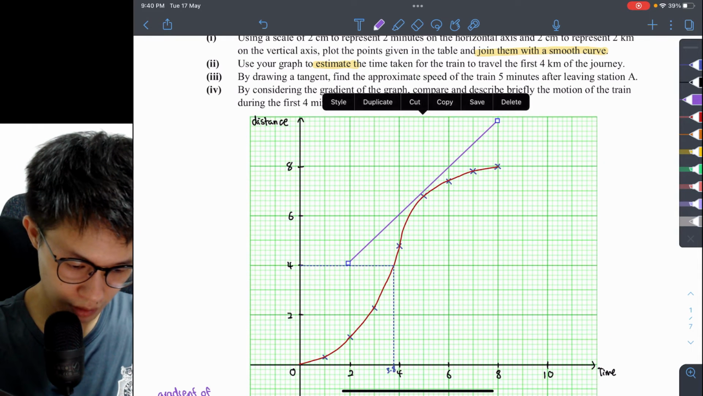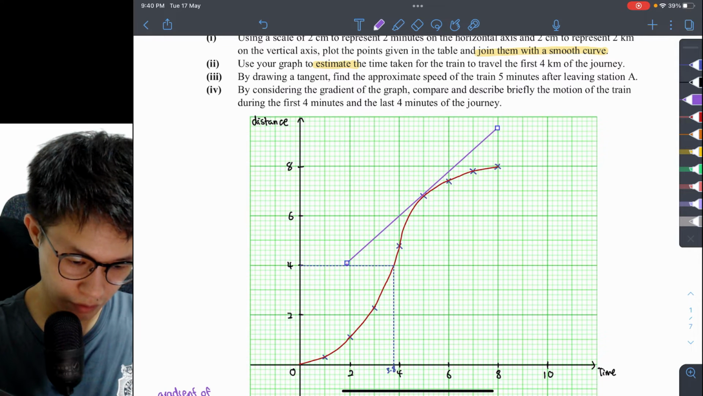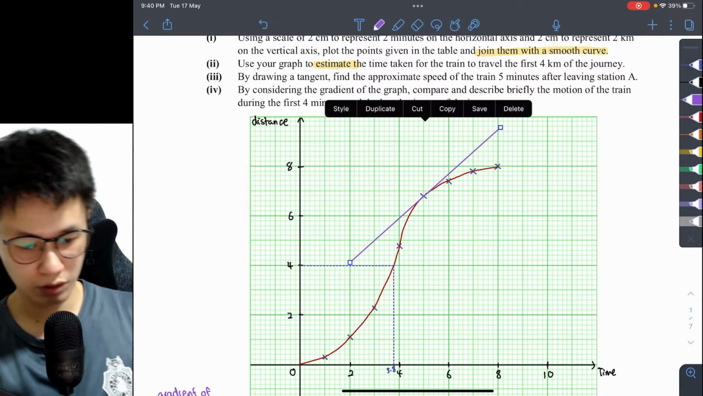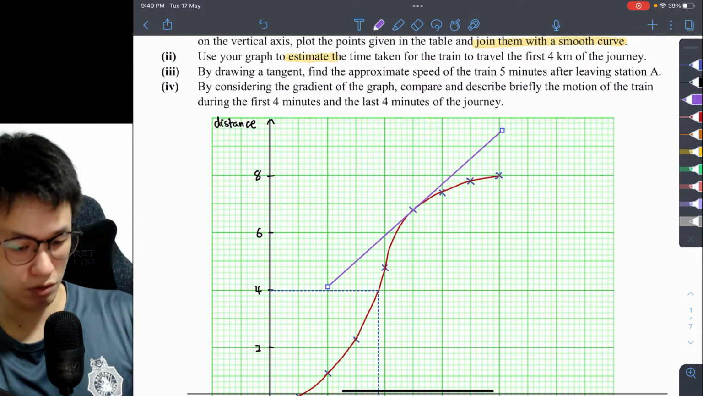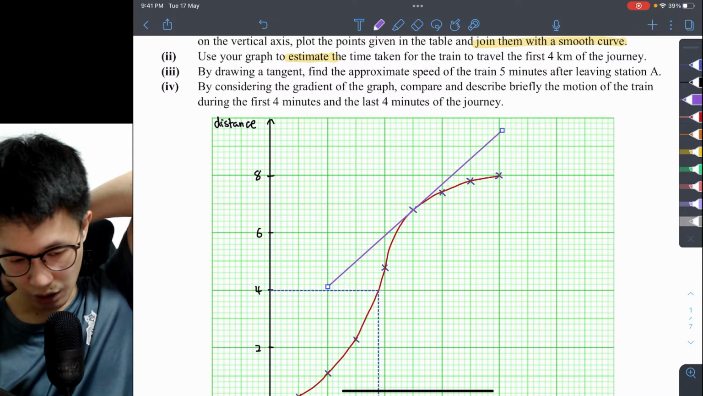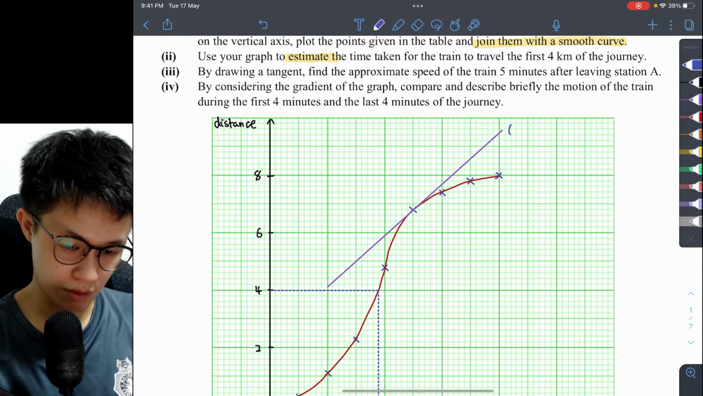Not exactly. I kind of have to move up a little bit. Okay, if you use a ruler well, you should be able to draw your tangent something like that. It should look something like that. In this case, this is part 3, so you indicate that this is part 3.